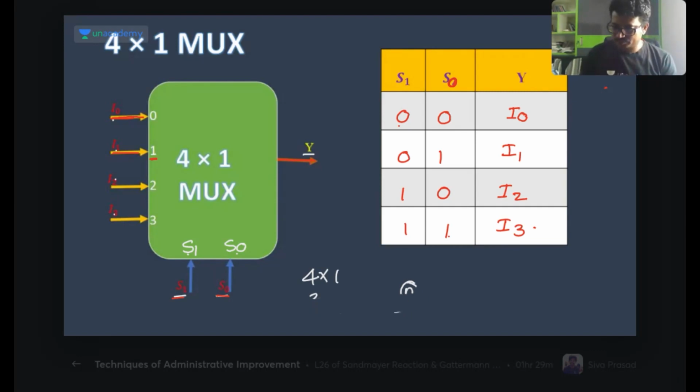Now, by this truth table, we can write the expressions. Tell me how we can write this expression. Y equals what? When both are 0, 0, we can say this is S1 bar, S0 bar, into I0. Next, this is S1 bar, S0.